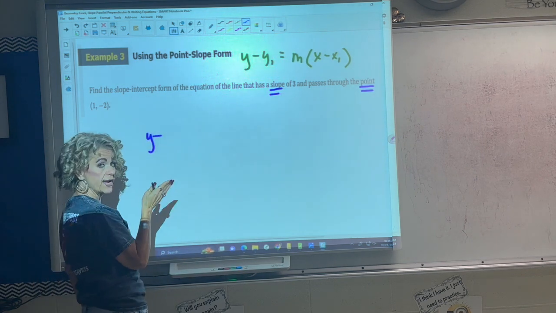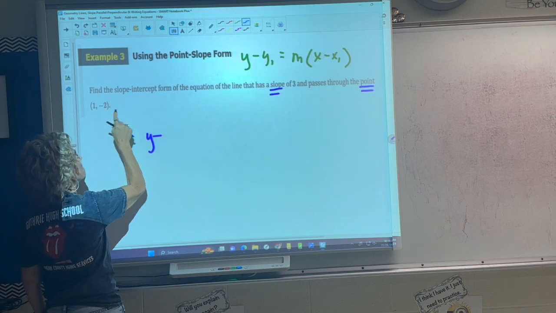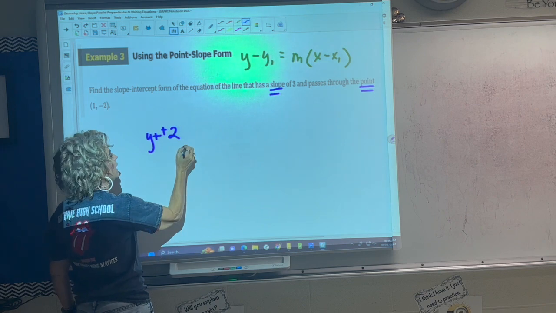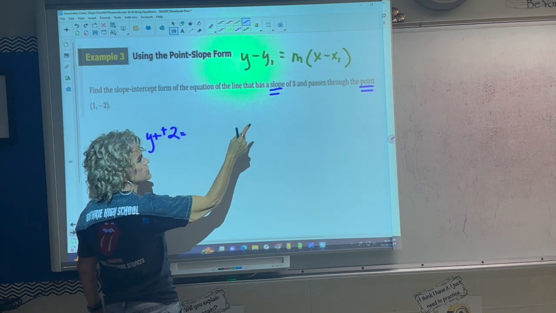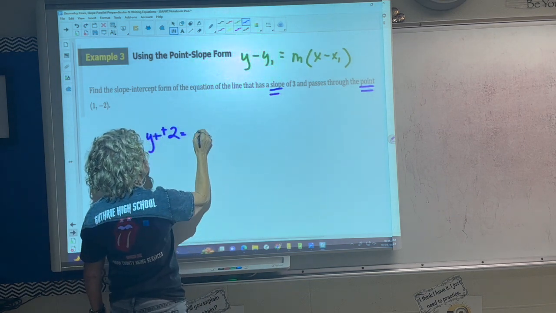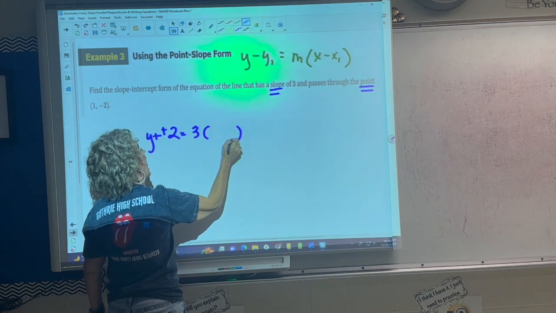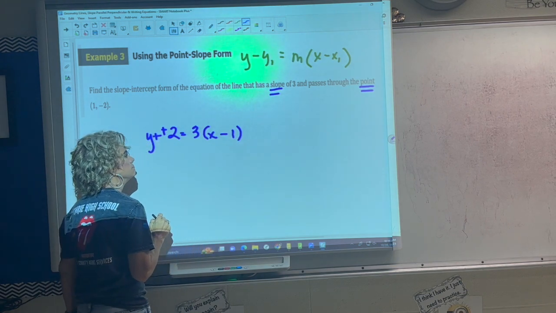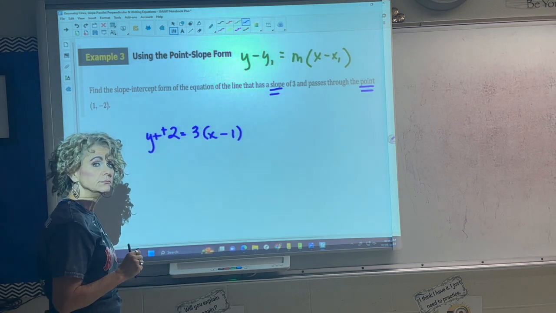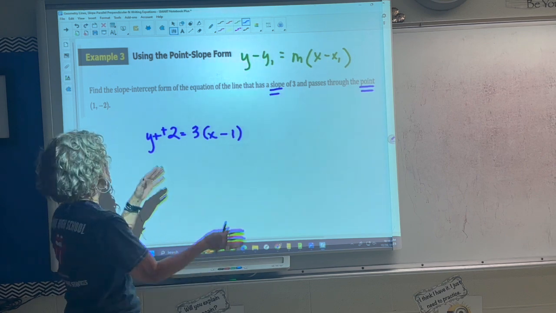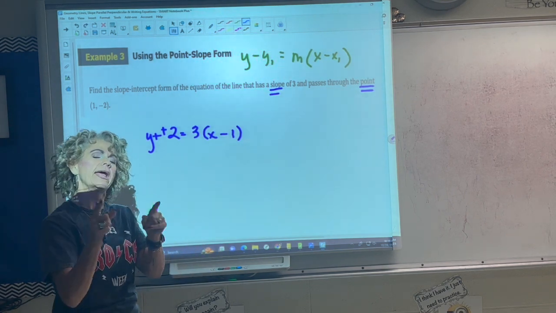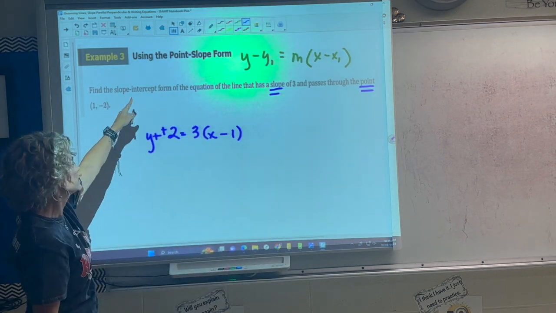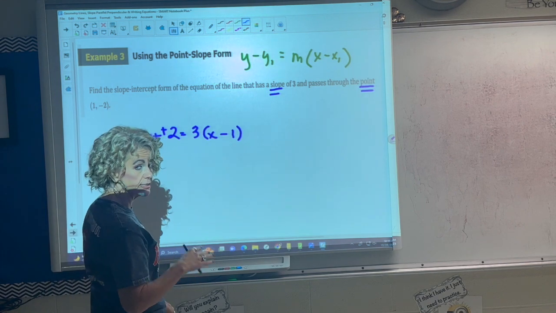y minus the y coordinate, minus a negative 2 is actually plus 2, equals the slope. The slope they gave me was 3, times x minus the x coordinate, which is 1. That is point slope form. All I have to do now is manipulate the equation to whatever form they asked me to put it in. They asked me to put it in slope intercept form. That means y is isolated.